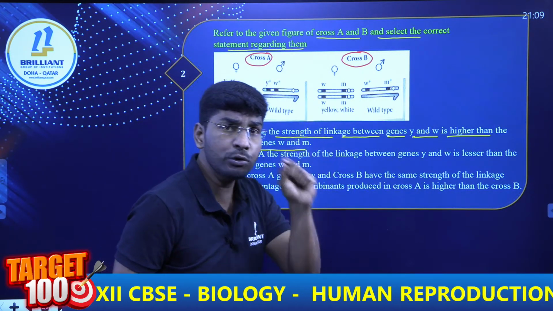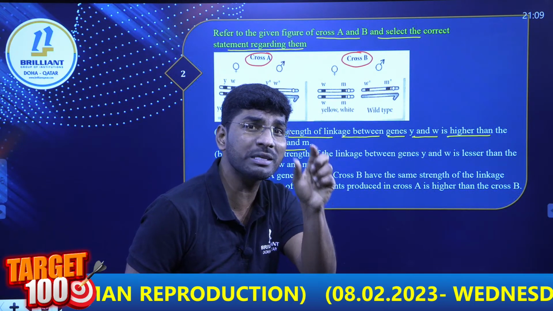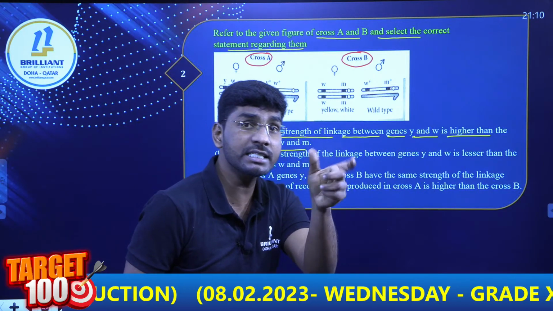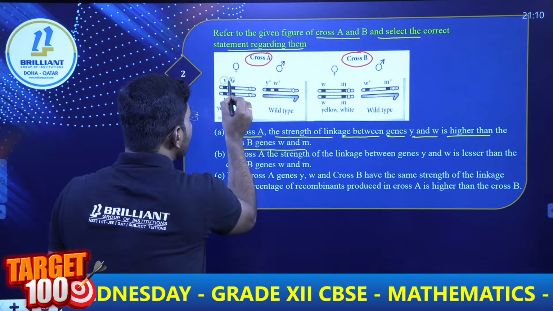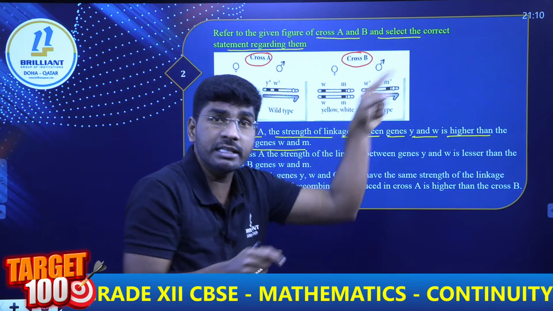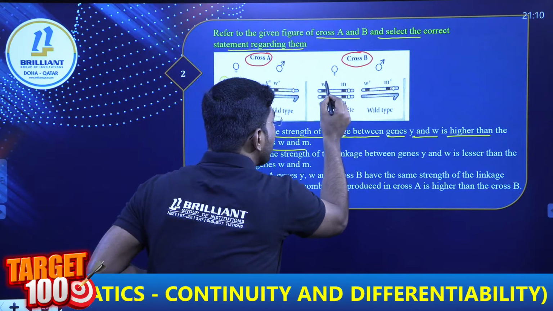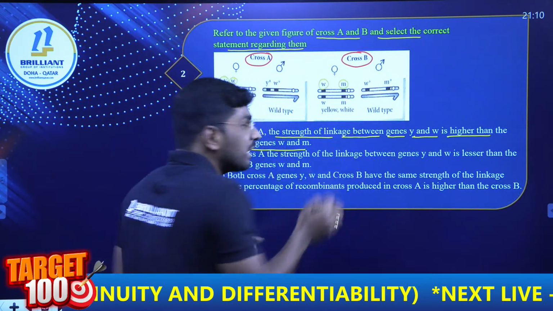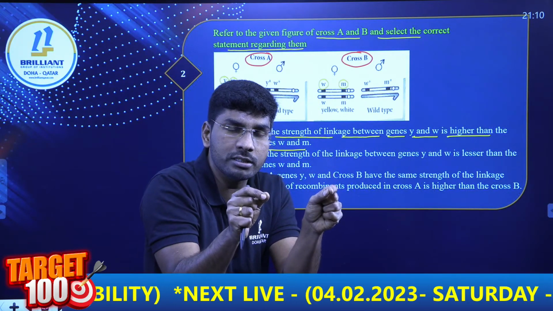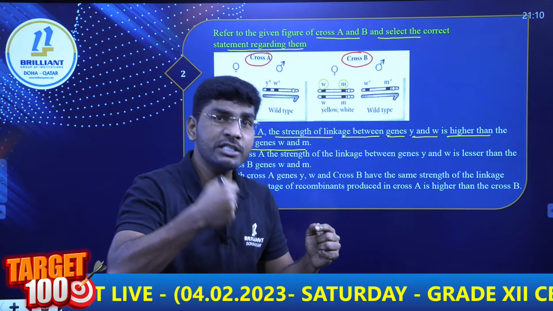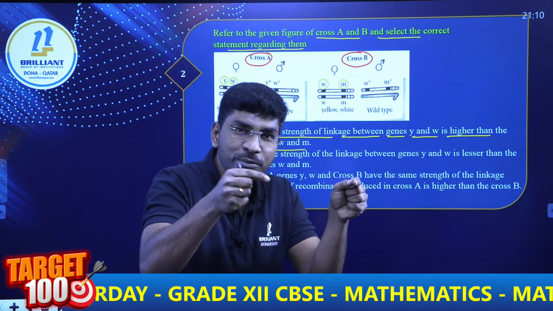WM. If you want to answer this question, just look at cross A and cross B, the distance between the genes. In cross A, the Y gene and W gene are closer than in cross B, right? Am I clear, students? Look at B. In cross B, the W and M genes are a little apart, there is some distance between these two genes. Answer me: when distance is more, linkage is less. Yes or no?